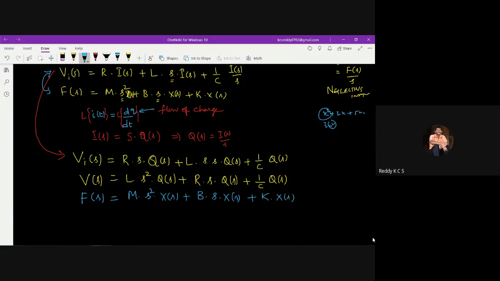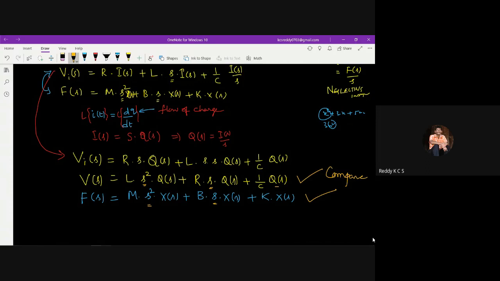Now you look at, we have the s square term, s term, and then the k of s and x of s term. So by comparing these two, we can compare the equation of F of s as well as the V of s equation. Compare these two.